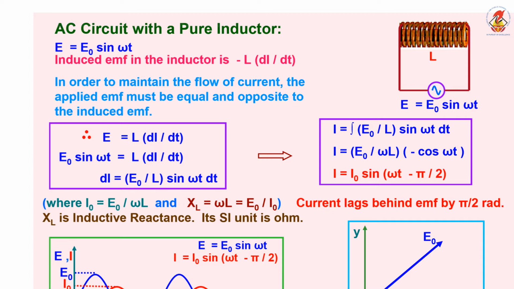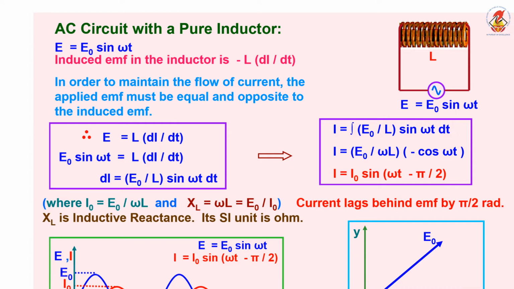So, in order to maintain the flow of the current, the applied EMF must be equal and opposite to the self-induced EMF. Only then will the current flow. So, I will write E is equal to L into di by dt. That minus sign goes because it should be equal and opposite. So, there is a negative sign here. I again put one more negative sign to show it is equal and opposite. So, minus minus cancels. Therefore, I got E is equal to L into di by dt.